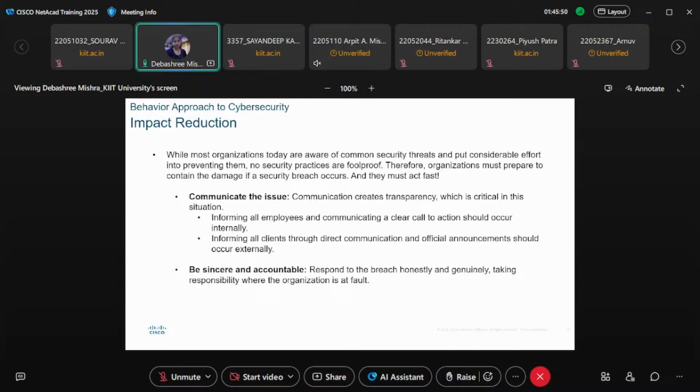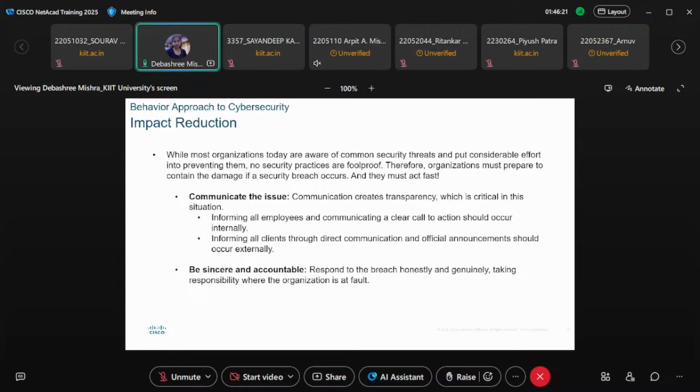We need to put this data into multiple copies, so that in future, if anything happens, they will not lose the data. For that, two steps, two points have been given. The first is to communicate the issue. We will be communicating this issue to the team, and talking about what actions should be taken, what we should do for this kind of activity.